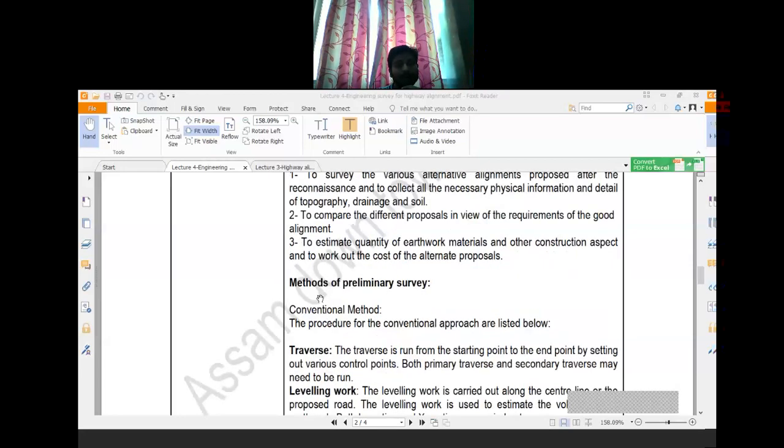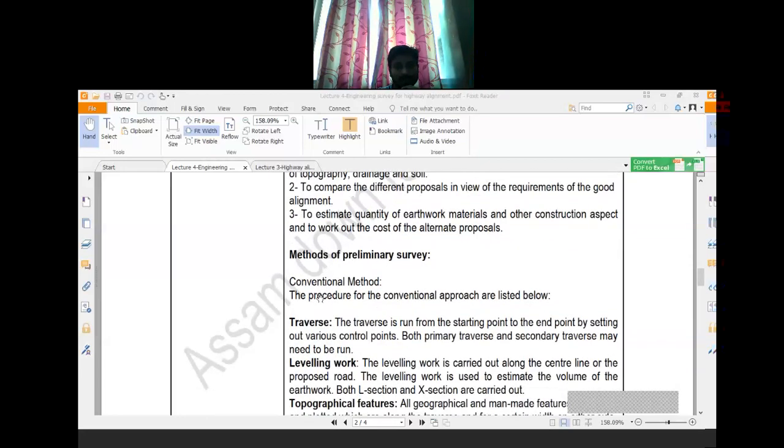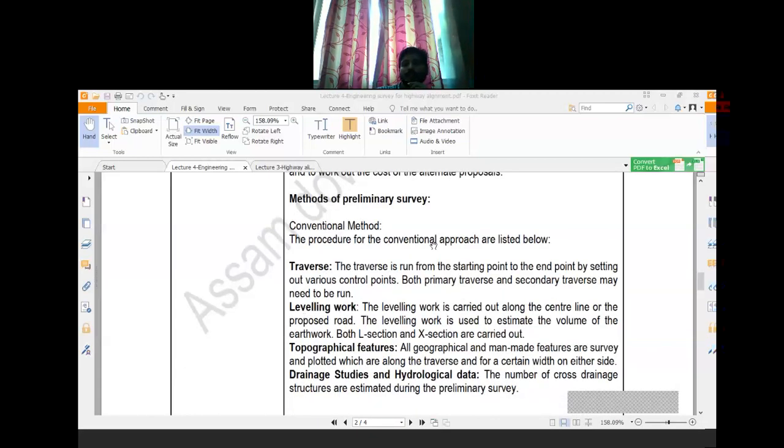Now, there are different methods which are associated with the preliminary survey. In the conventional method, the procedure for the conventional approach is that you need to go for the traditional survey technique. This traditional survey technique generally consists of traversing. In the traverse, a line is run from the starting point to the end point by setting out various control points.